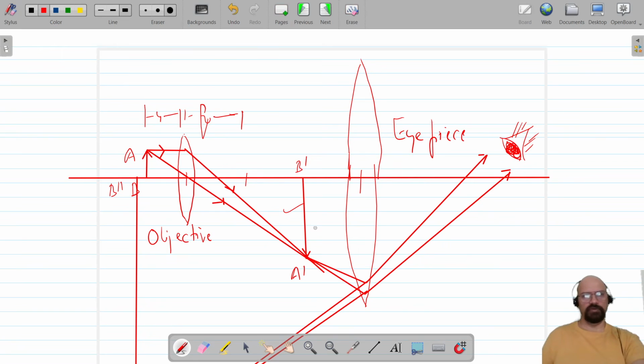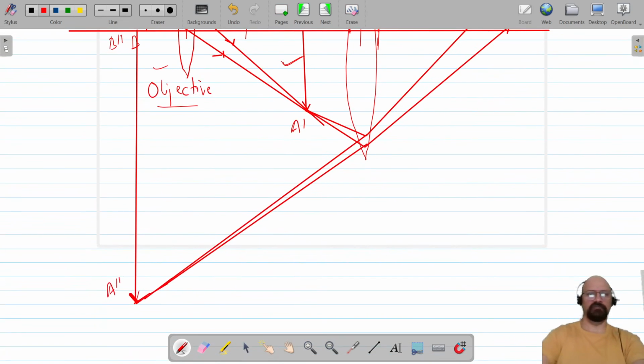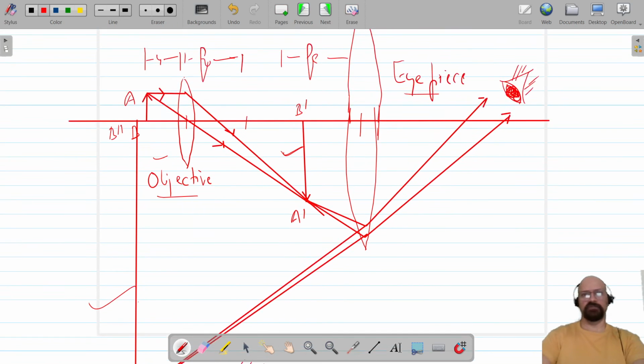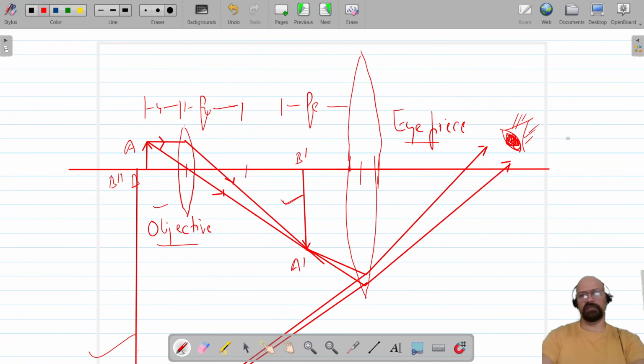So the image it has produced is beyond the focal length of the objective, but within the focal length of the eyepiece. So this inverted and magnified image produced by the objective serves as the object for this eyepiece, and the final virtual and magnified image is produced at the least distance of distinct vision. This distance where the image is produced is D, that is 25 centimeters, which is the minimum distance where we can see an object very distinctly and clearly.